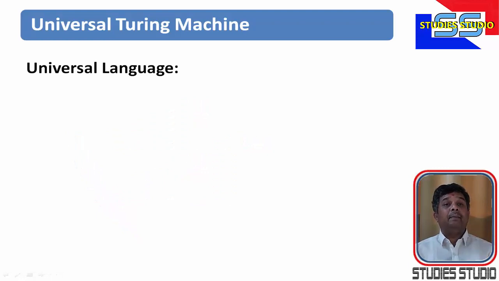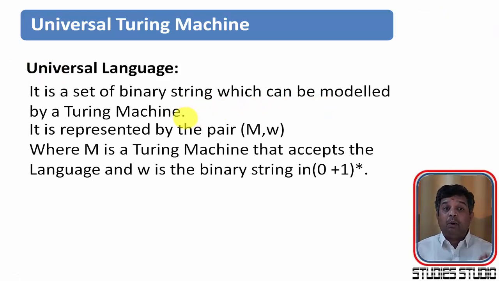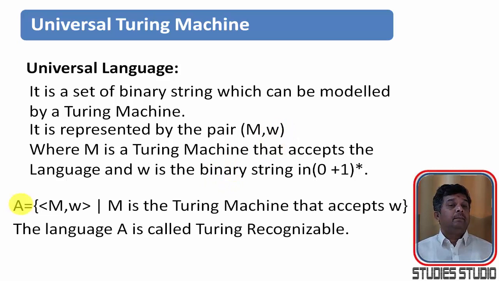Before going to learn about Universal Turing Machine, let us see what is a universal language. A universal language is a set of binary strings which can be modeled by a Turing machine. Basically, we represent it in the form of a pair, that is M and W, where M is the Turing machine and W is the binary string. We represent this in the form of A_TM, where M is the Turing machine that accepts the language W. And the language A is called Turing recognizable.